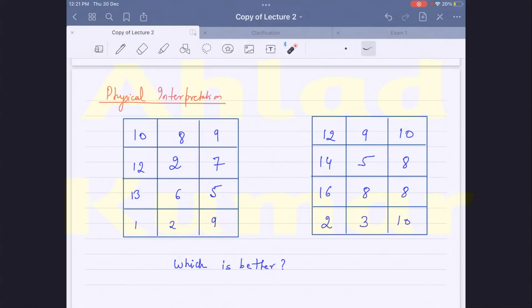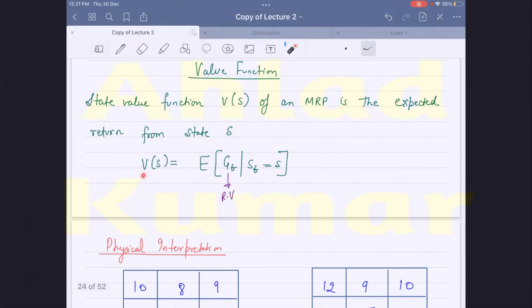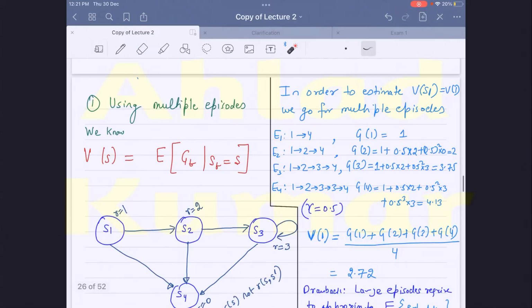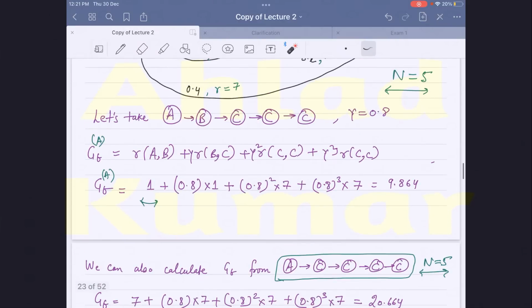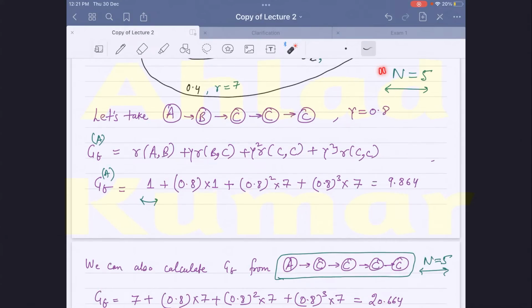We will understand these things in more detail later, but for now you can understand that value functions are basically the expected value of the rewards. As I was telling you earlier, value functions can be calculated using two different approaches, one of which uses multiple episodes, which we discussed in this case. Here we used two episodes. This is the first episode, this is the second episode, and we took 5 steps in this episode, and again 5 steps in this episode.